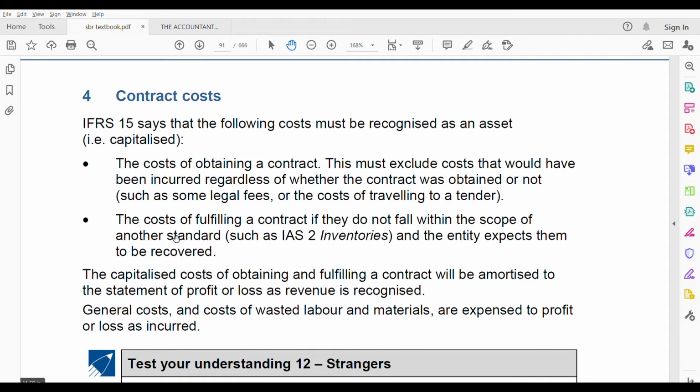So they say the following costs must be recognized as an asset. That means you have to capitalize these costs under the contract. What is it? The cost of obtaining a contract. So what are the costs required for you to get that contract? You can capitalize it as an asset. But remember, some costs are excluded from that, such as costs that would have been incurred regardless of whether the contract was obtained or not. Some costs, whether you obtain the contract or you don't obtain the contract, you will be incurring those costs. Those costs you cannot capitalize.